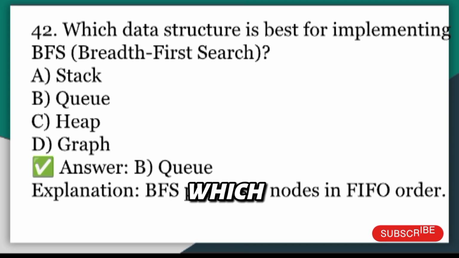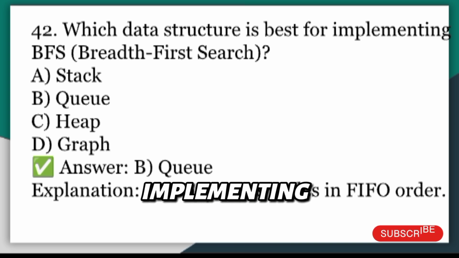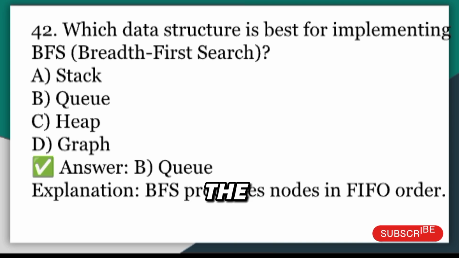Question number 42, which data structure is best for implementing breadth first search? So the right option is B, queue. Explanation: breadth first search processes nodes in FIFO order. It's a first in, first out order.